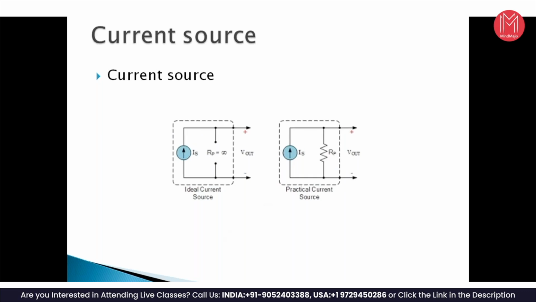And the current source basically contains a very high parallel resistance. The current sources that you typically have in the labs would have a very high parallel resistance, almost close to infinity. A practical one will have very high resistance. An ideal current source would have infinite parallel resistance. This is basically what a voltage source and a current source is.